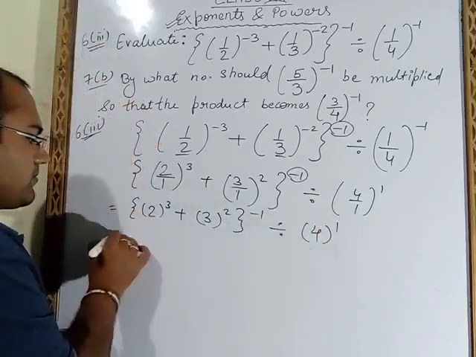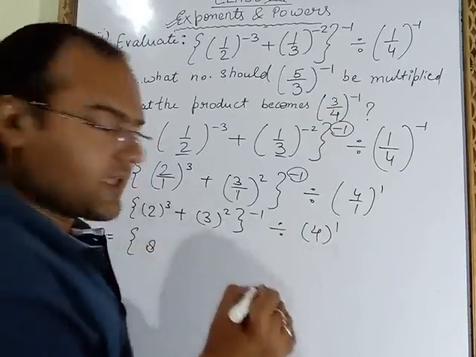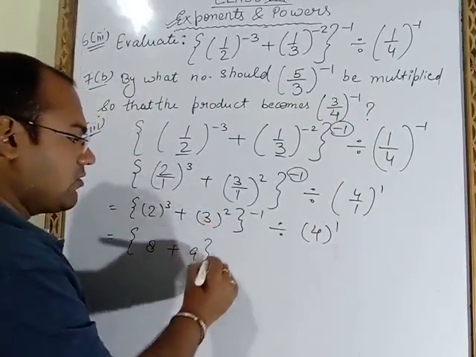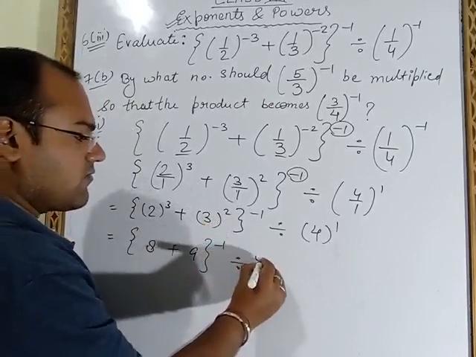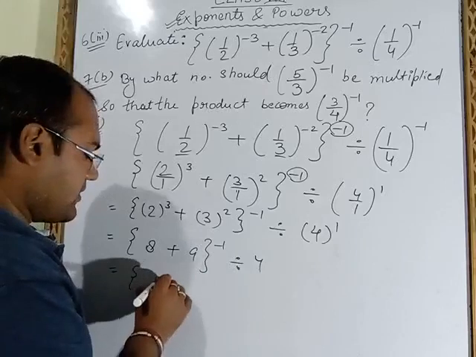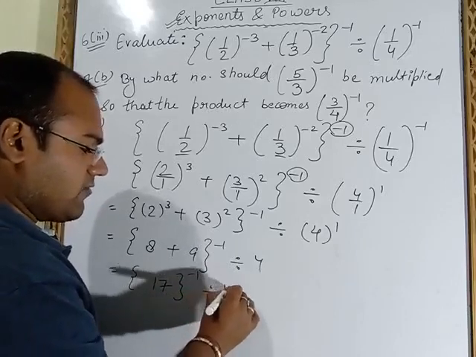Now next step. 2 power 3 means 8. 2 fours are 8. 3 power 2, 3 into 3 will be 9. Whole power minus 1 divide 4. Now 8 plus 9 answer will be 17 power minus 1 divide 4.